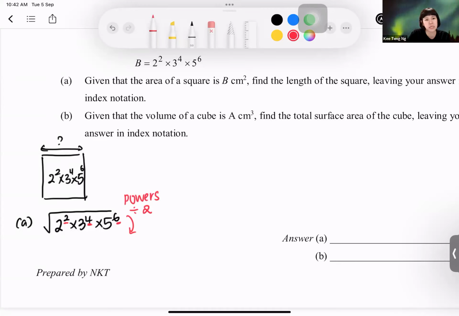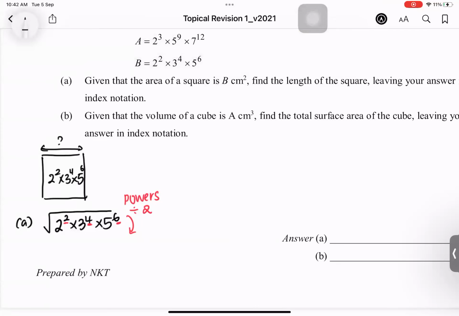So what happens if you take the cube root? What will happen to the power? Gerard, do you know what happens to the powers if we take the cube root? Divide also, like 2 squared becomes 2, then 3 to the 4 becomes 3 squared. That one is the square root. I'm talking about the cube root. What happens if it's the cube root? Divide by 3. Yeah, the power is divided by 3. Gerald, are you paying attention or daydreaming? Yeah, I'm paying attention. Okay, very good.